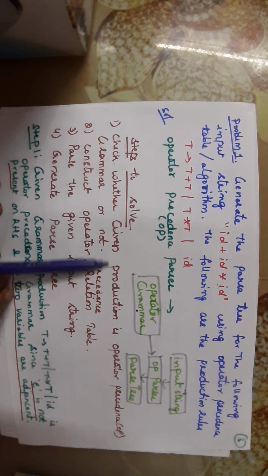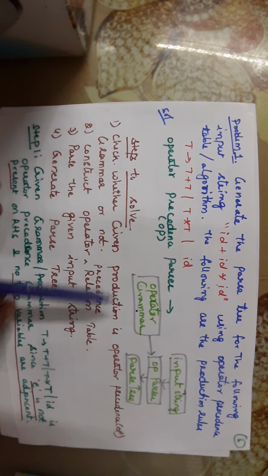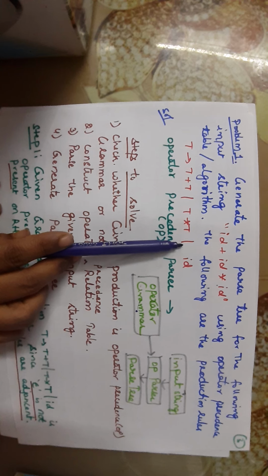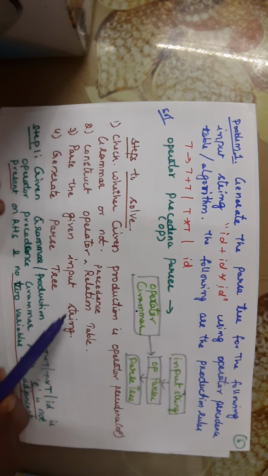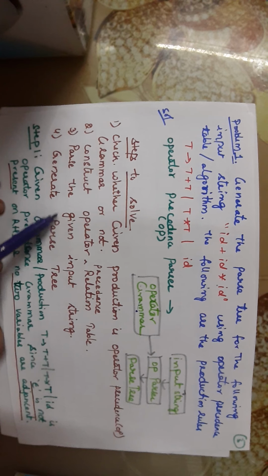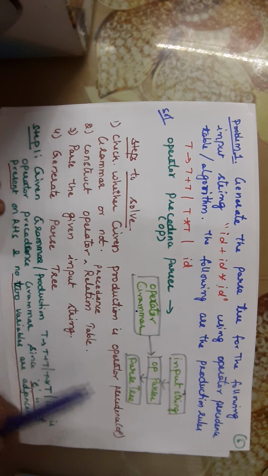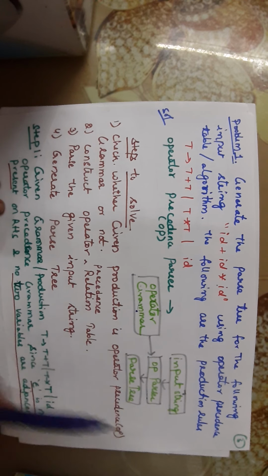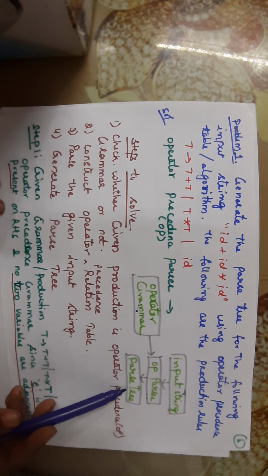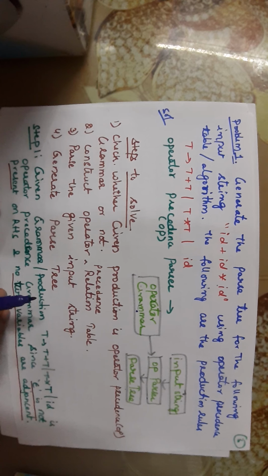First thing is we have to check whether the given production satisfies the two rules of operator precedence or not. That is our first step. Second step is to construct the operator precedence relation table. Third, we have to parse the given input string with this operator parser using the algorithm of the operator precedence parser. And finally, we have to generate the parse tree. That is our fourth step.